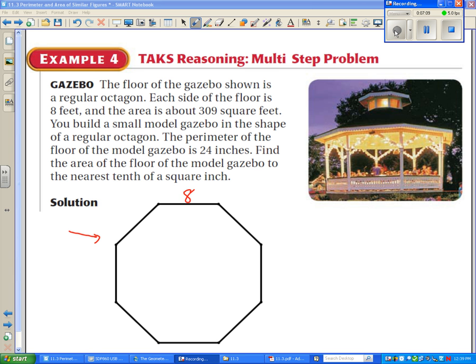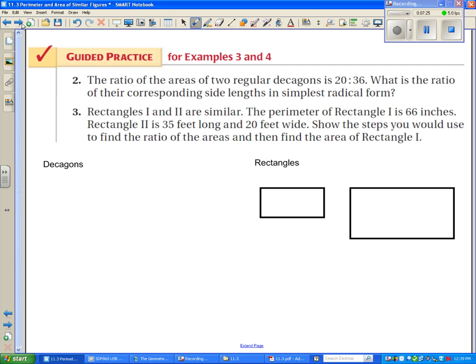Sorry about that interruption. We have a side length of 8 and an area of 309 square feet. Again, I would like for you to try this problem out on your own. Check your textbook if you're still confused about it, and we'll go over it next class if you're still confused. All right, go ahead and pause the video. I'm going to try these two problems, write them out, see if you get the same thing I do.